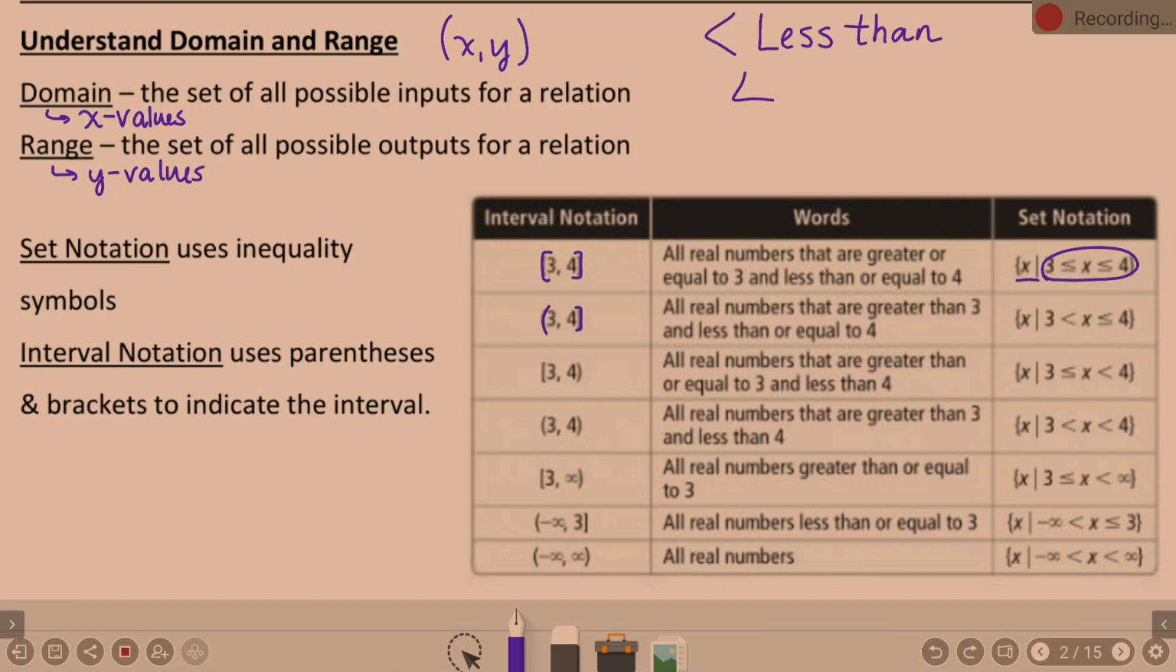So if that's less than, that means this one is greater than. It was easy in elementary school when you learned them because it's eating the bigger number, right? That was easy. But now we have x's. So when you have an x and a number, it's not which one's bigger or smaller. You have to know which sign is which.